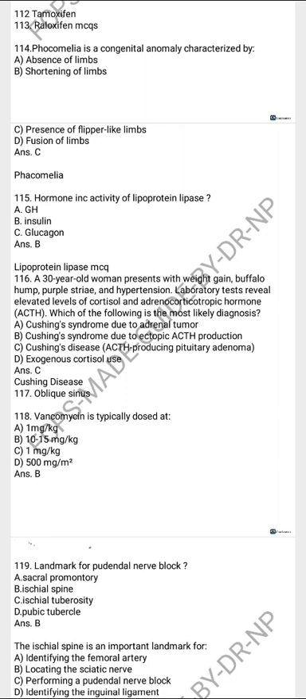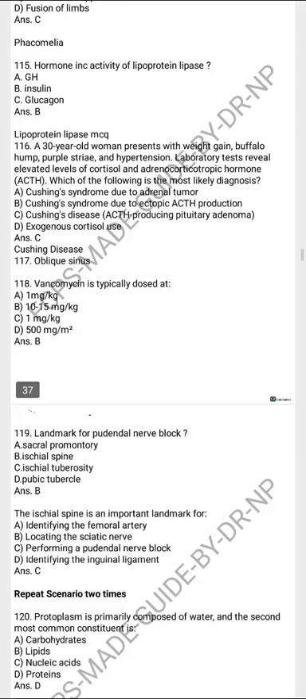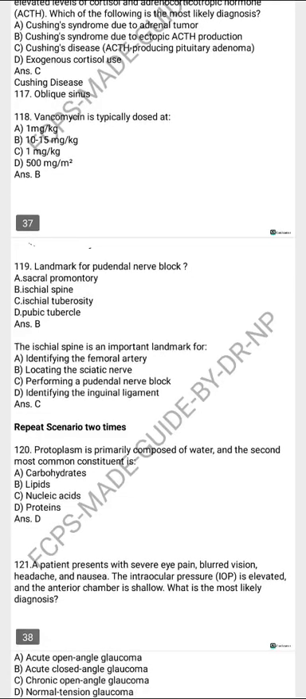116. A 30-year-old woman presents with weight gain, buffalo hump, purple striae, etc. That is Cushing disease. The oblique sinus. 118. Vancomycin is typically dosed at 10 to 15 mg per kg. The landmark for the pudendal nerve block is the ischial spine.